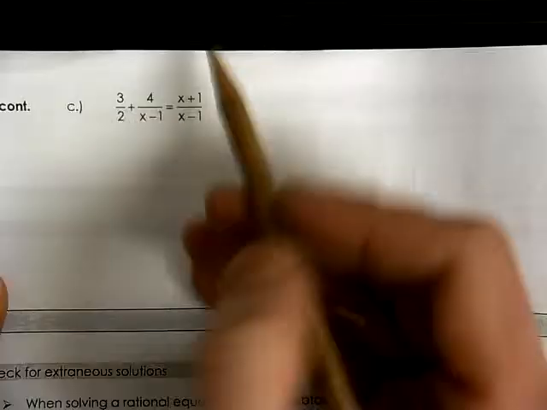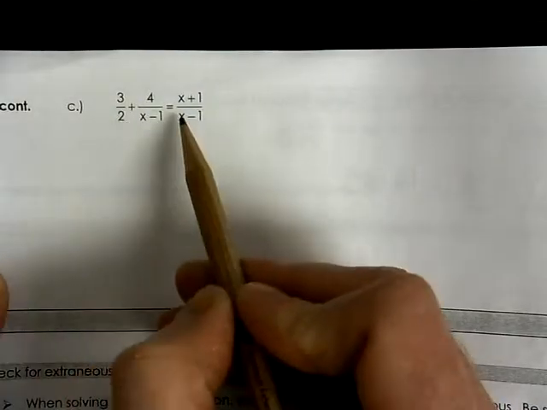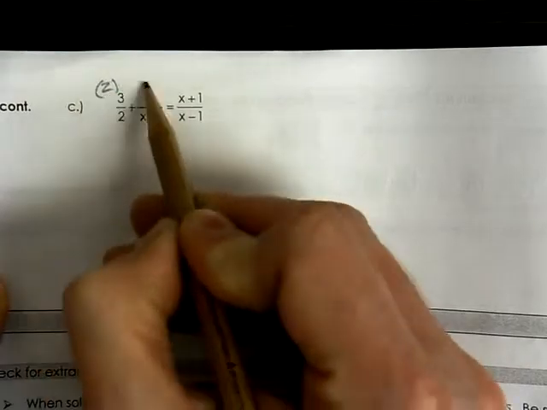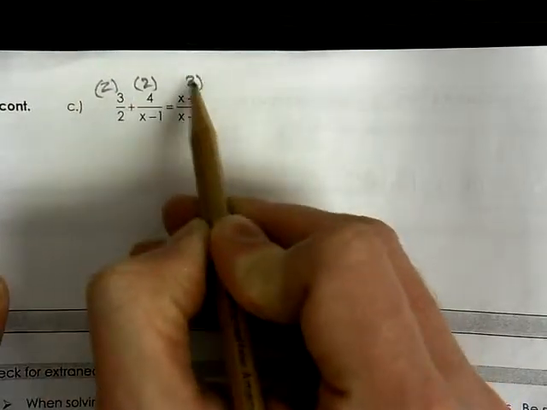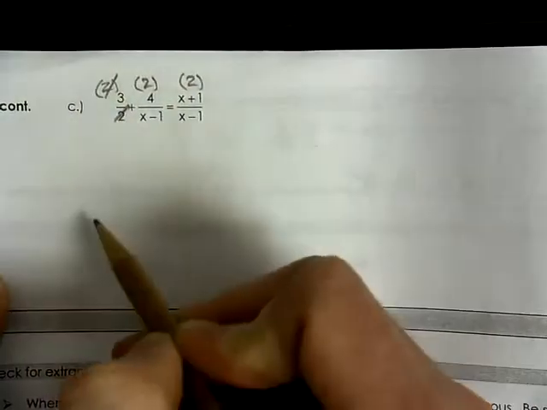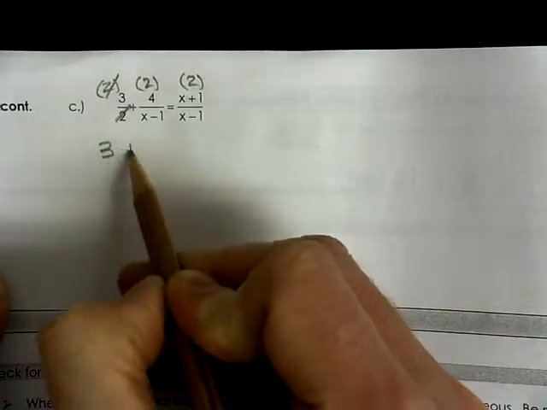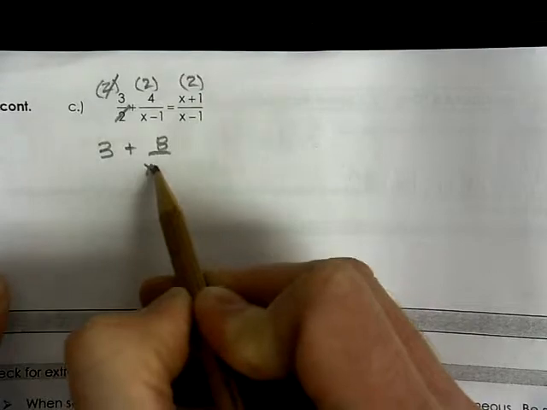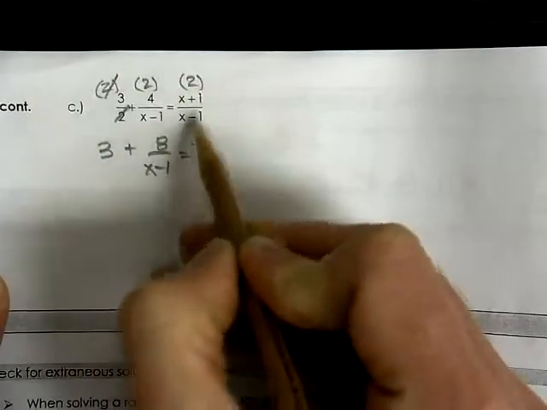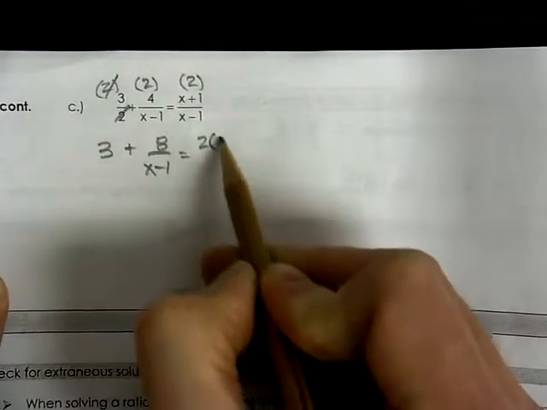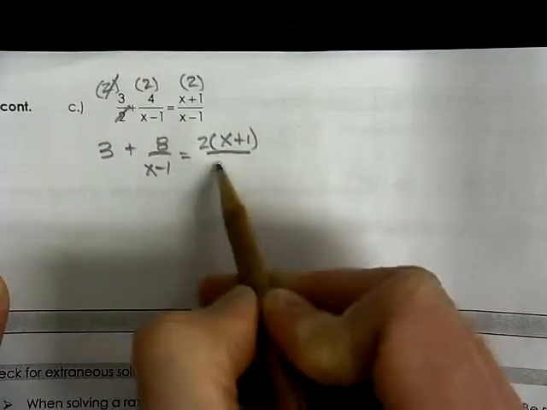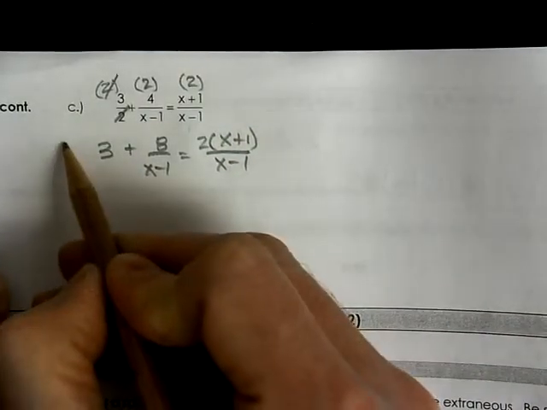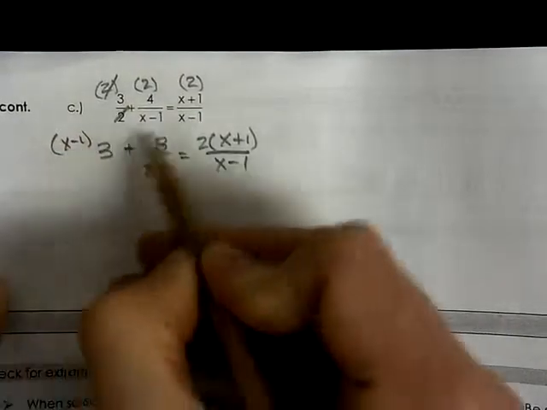On the next page, a little bit more complicated, we're going to multiply by 2, 2, and 2. The 2's can cross out, so you get 3. Nothing can cross out, so you get 8 over x minus 1. Nothing can cross out, so you get 2x plus 1 over x minus 1. Then we're going to multiply through by the next denominator.